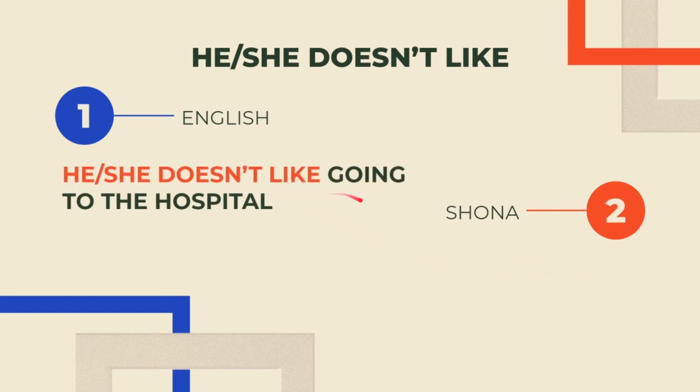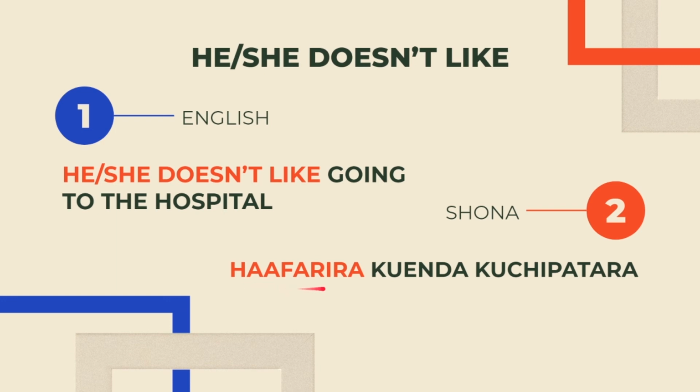Okay, another example. He or she doesn't like going to the hospital. In Shona, haafariri kuenda kuchipatara. So he or she doesn't like becomes haafariri. Remember, it's gender neutral, so it can either be he doesn't like, which translates to haafariri, or she doesn't like, which still translates to haafariri.